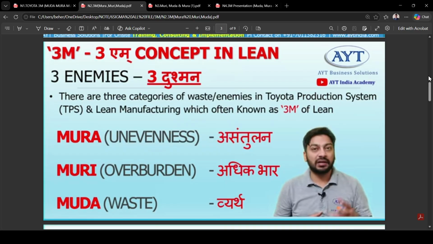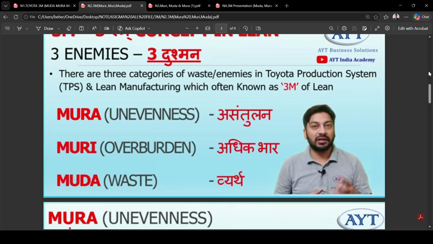3M means the three enemies in the production system. There are three categories of waste or enemy in the Toyota Production System, TPS, and lean manufacturing, often known as the 3M of lean. Mura means unevenness, Muri means overburden, Muda means waste.